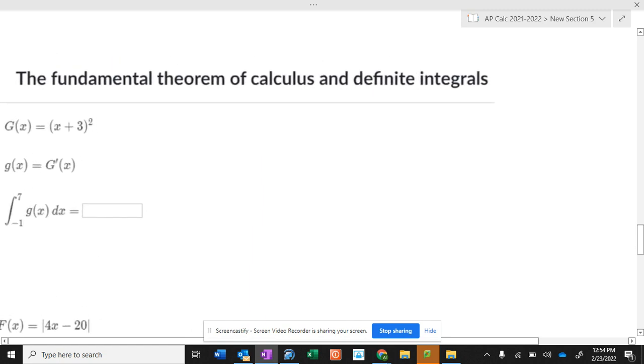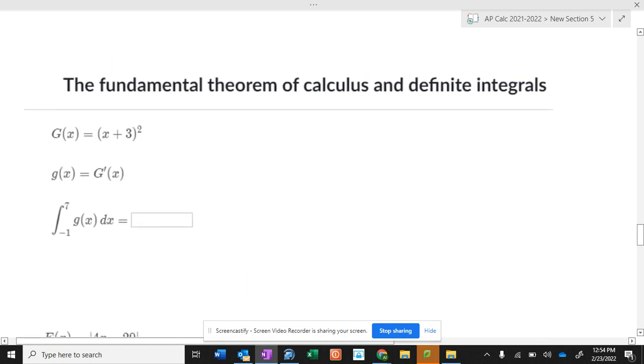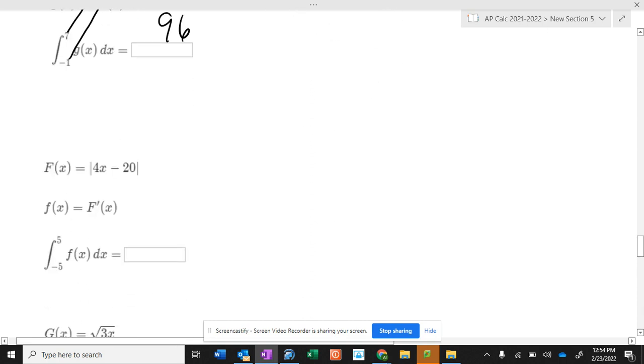Okay? The fundamental theorem of calculus and definite integrals. A definite integral is super easy. It's easier than indefinite integrals. Okay? What you do is just plug the 7 into the function, plug the -1 into the function, and subtract. So 7 plus 3 is? 10 squared. -1 plus 3 is? 2 squared. So it's 100 minus 4, which is 96. Bada bing, bada boom. That's it.